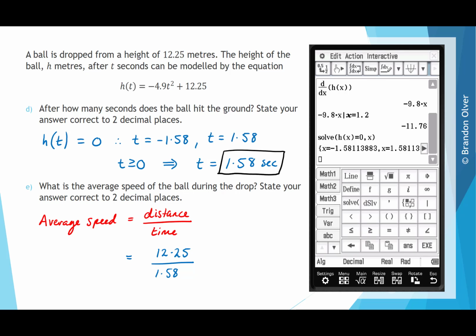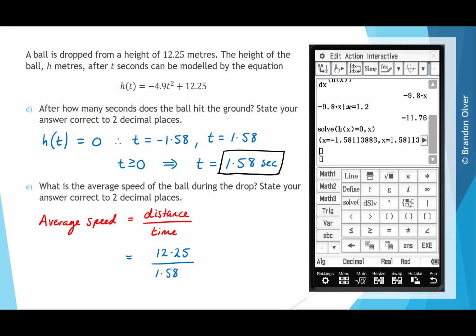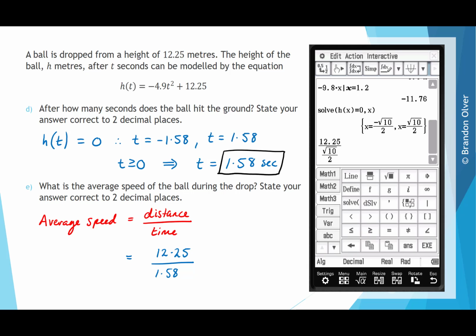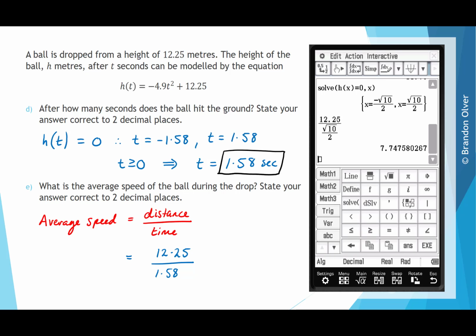So using the CAS calculator, the speed was equal to the distance travelled, which was 12.25, divided by the time taken to travel that distance. So I'm going to use an exact value and drag that down. So that's the distance travelled divided by the time taken, and hitting execute will give us the average speed, which is 7.747 or 7.75 correct to 2 decimal places. Therefore, the average speed correct to 2 decimal places is 7.75 meters per second for the journey of this ball to the ground.